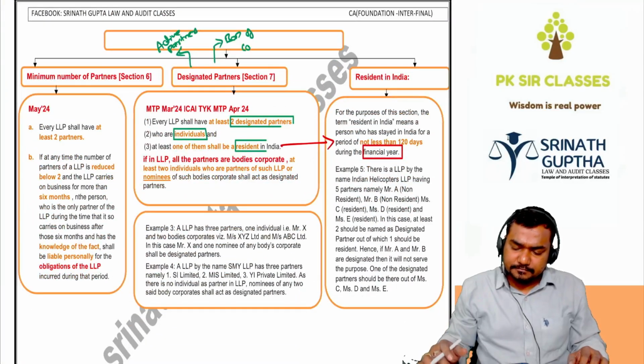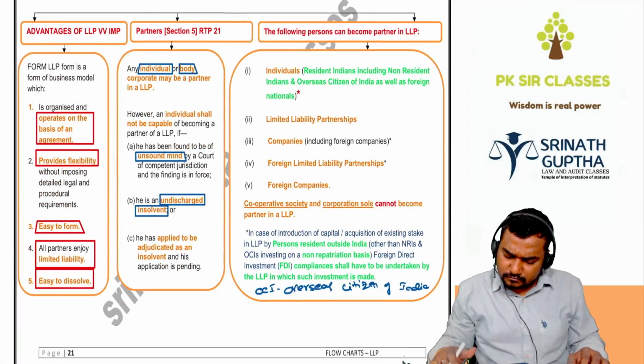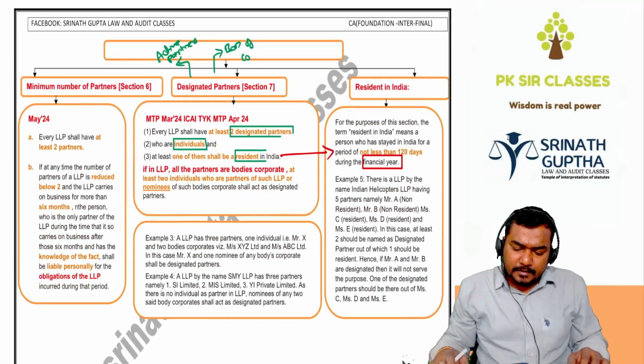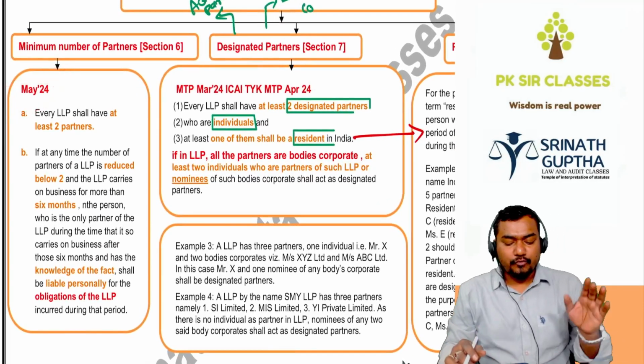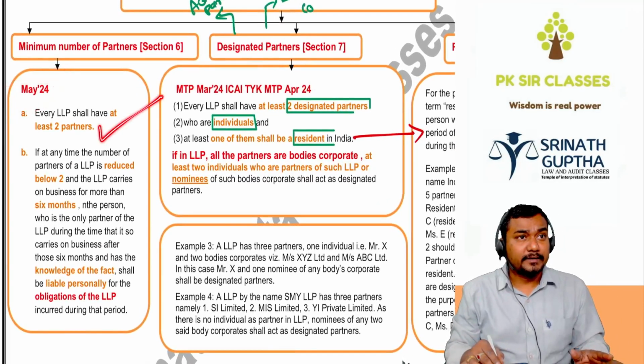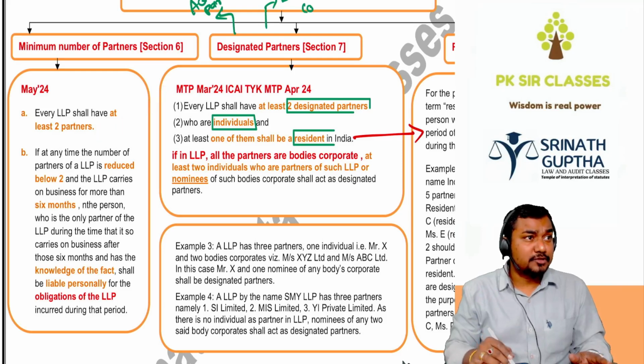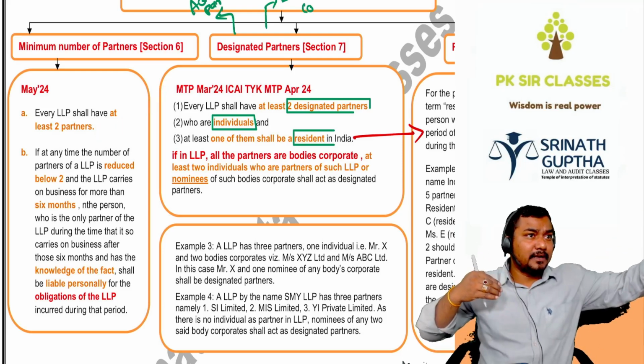Next concept is the minimum number of partners to form the LLP. Exam may come. To form the LLP, there must be a minimum of 2 partners. Practical questions are also there. Based on this, I explained an example, and that example came in the exam.